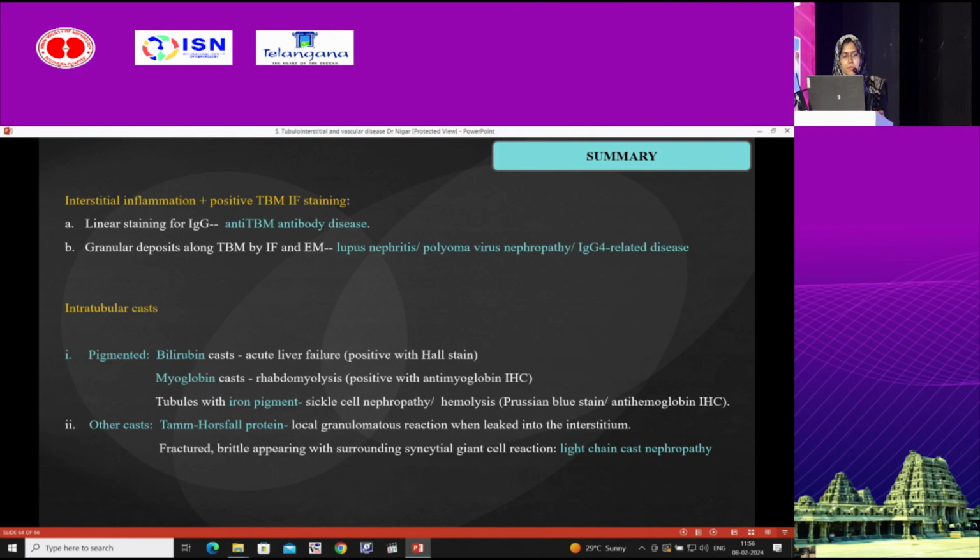Coming to casts, pigmented casts like bilirubin are seen in acute liver failure, and these stain with Hall stain. Myoglobin casts are seen in rhabdomyolysis, and they could be confirmed by antimyoglobin IHC. Tubules with iron pigment can be seen in hemolysis, and they can be confirmed with Prussian blue stain or hemoglobin IHC. The other casts include Tamm-Horsfall protein and light chain casts.